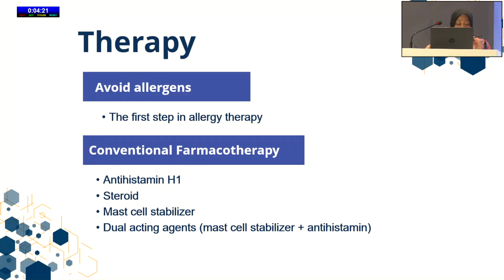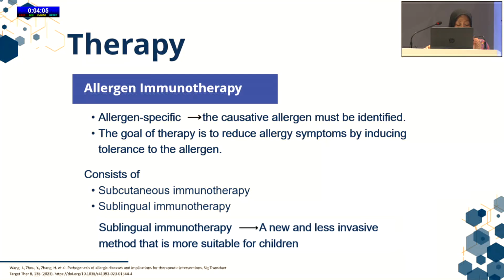Managing allergies involves avoiding allergens and using pharmacological therapy, including antihistamines, steroids, mast cell stabilizers, or combination therapy to control the symptoms. Allergen immunotherapy builds tolerance to allergens through subcutaneous immunotherapy or sublingual immunotherapy, which is more convenient for children.